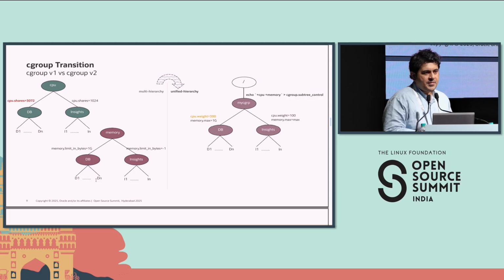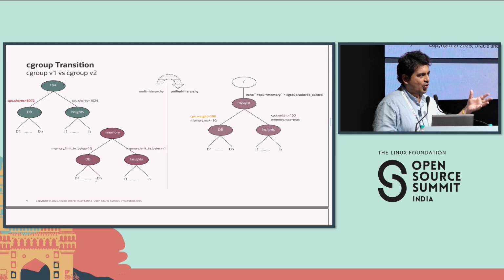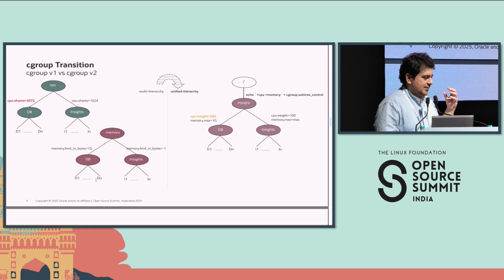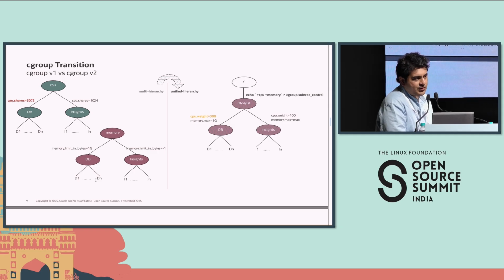So one major thing which I did speak about is that C group V1 is a multi-hierarchy thing. Multi-hierarchy in the sense you can have different controllers mounted at different points. It is not needed that a task which is there in the CPU controller should be in the same C group in the memory controller also, right? It gave you amazing flexibility. Then the question comes: why did we even move away from that kind of flexibility which C group V1 gave? So let's consider this example now.